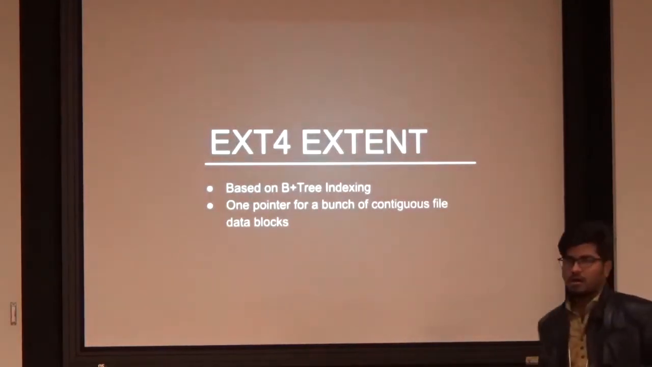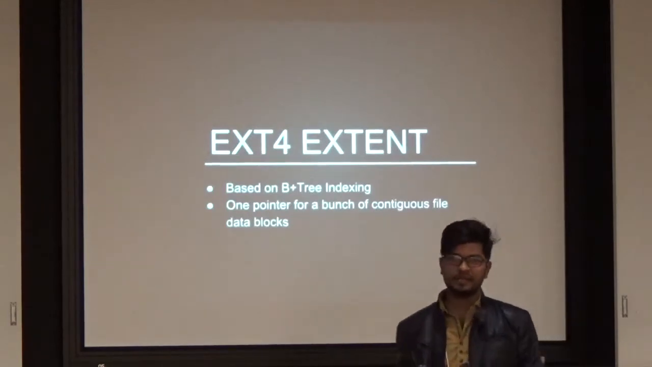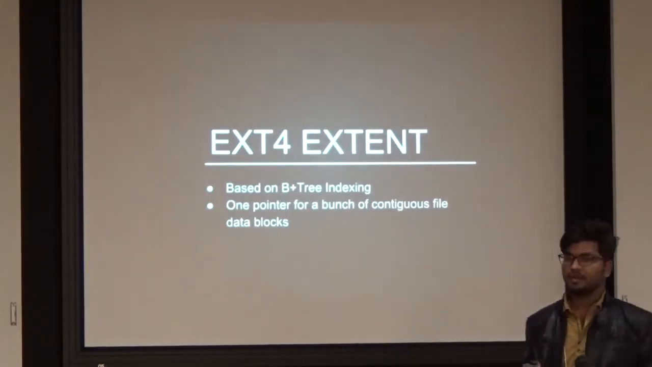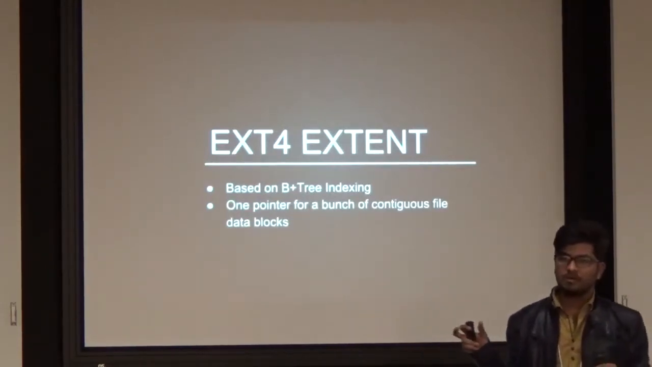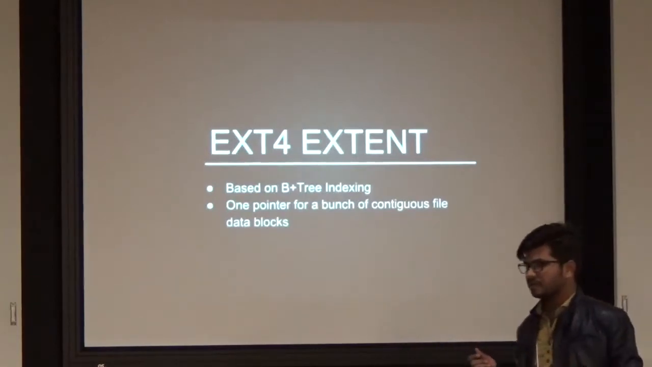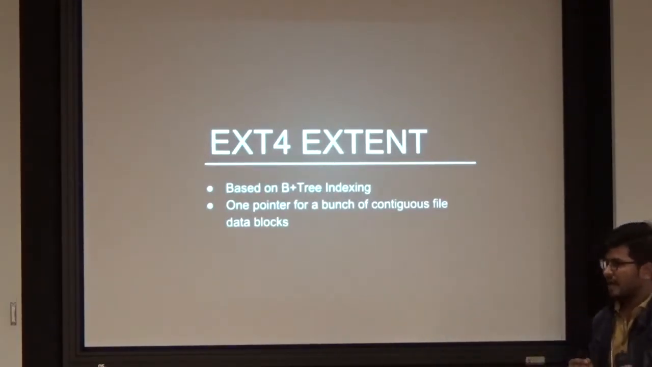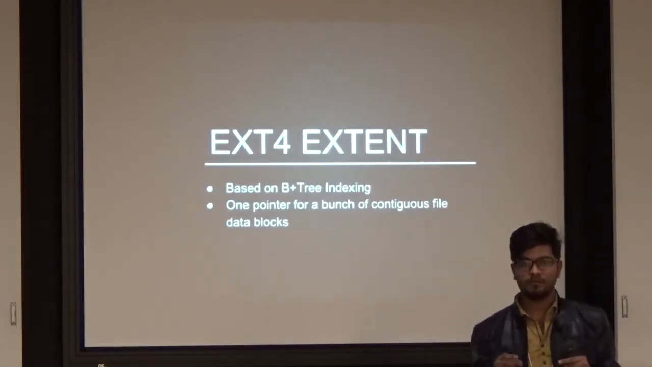So how does Ext4 extent manage to have the same mapping efficiently? As we saw in the Ext2 indirect pointer approach, there is one pointer for each file data block, but that doesn't happen in Ext4 extent. Ext4 extent basically has one pointer for a bunch of contiguous file data blocks.